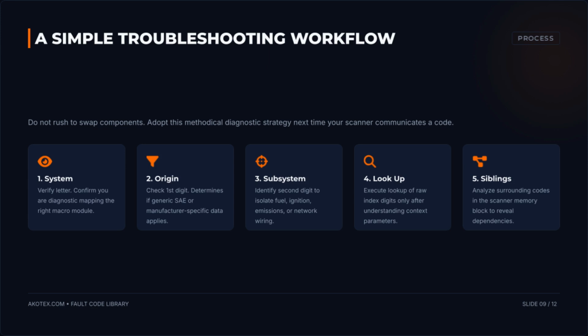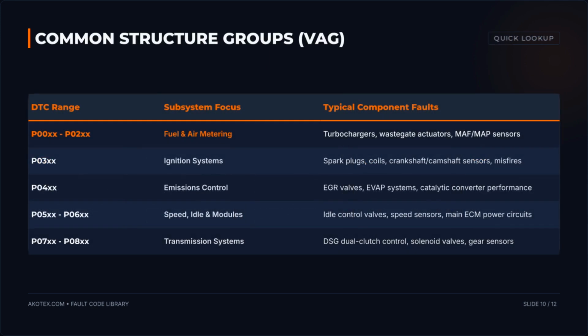And 5. Look for sibling codes. If a related code with a different suffix shows up in the freeze frame history, that's often the clue that ties the whole fault together. Quick reference before we wrap up, these are the structure groups you'll run into most on a VW or Audi.